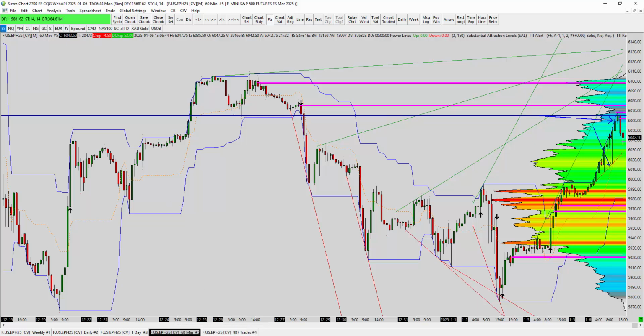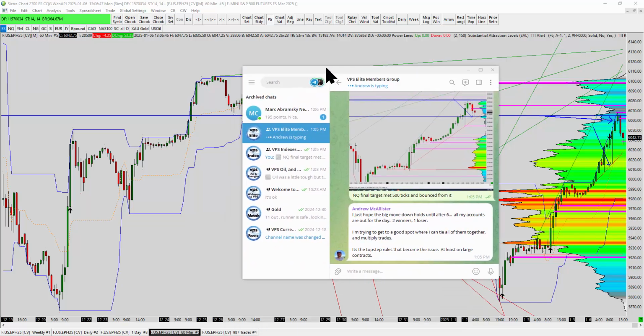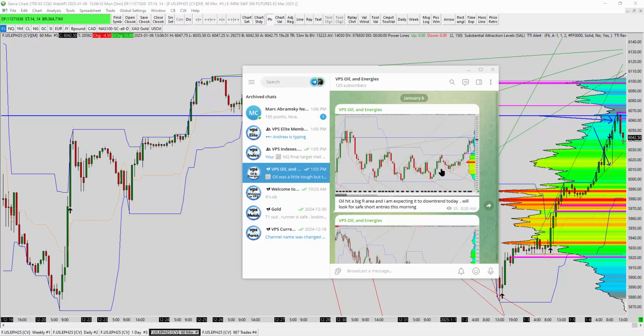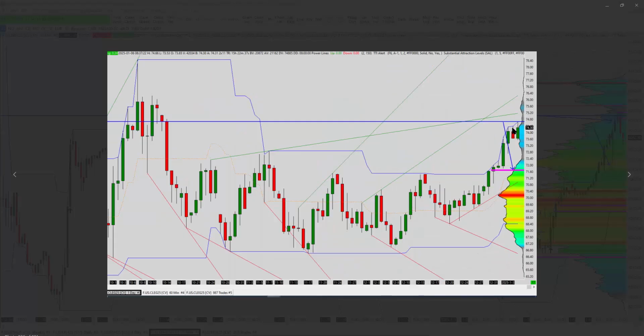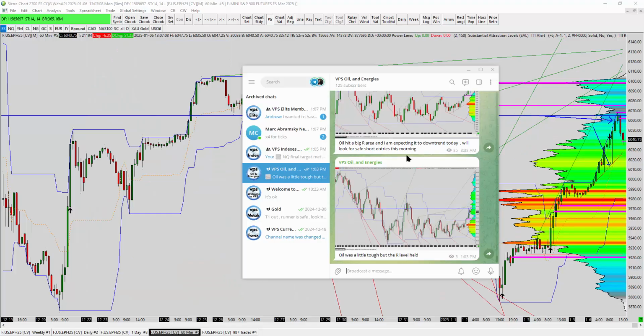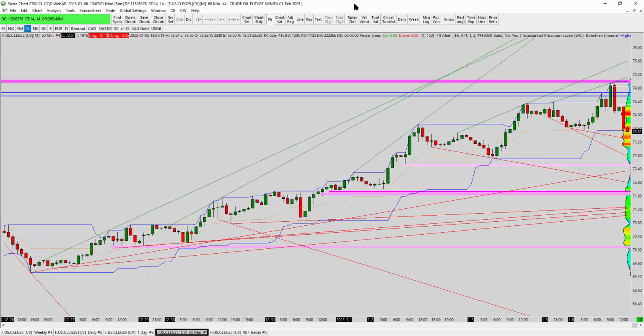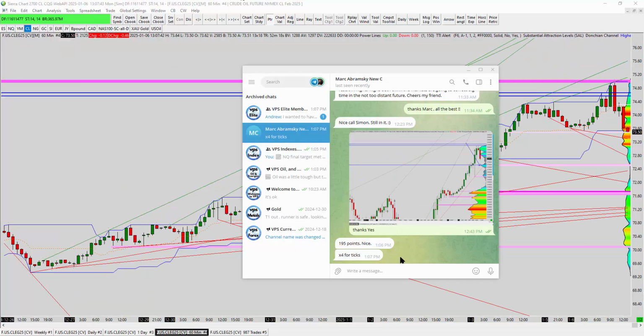Not only that, I earlier had a call on the oil. This was January 6th, 8:38 a.m. I said this area is going to give oil a hard time and might bring it back down, and this is what happened. See that on the oil right now, it ended up coming down from the level. And here's Mark saying that he got almost 200 points, which is basically 600 ticks.